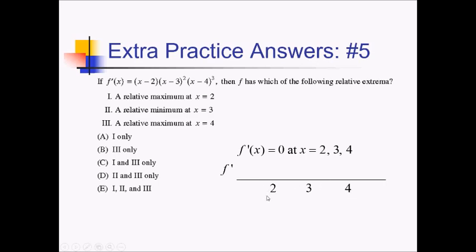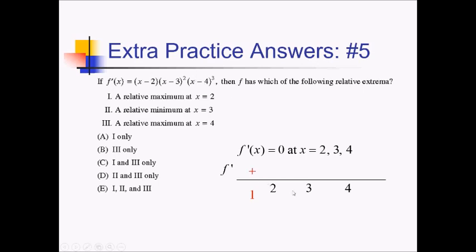So something to the left of 2, like 1, 0 would have also been pretty easy. That gives us a negative. This squared term is always going to be positive, so we're just going to ignore it from here on out. And then this cubic term is going to give us a negative. Negative, negative is a positive.